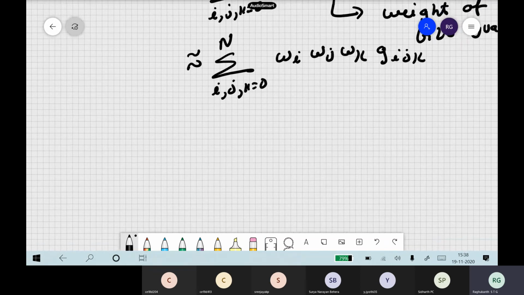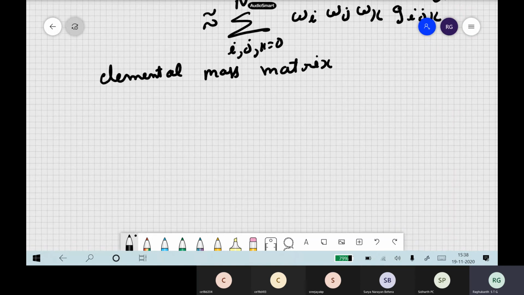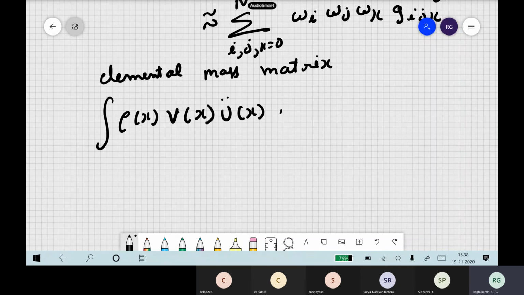So now we have to derive the elemental mass matrix, and then the stiffness matrix in 3 dimensions. Okay, and here the most important thing is, if you want to derive this elemental mass matrix, we have this integral to be solved: rho of x, then the test function, which is v of x, and then the acceleration.